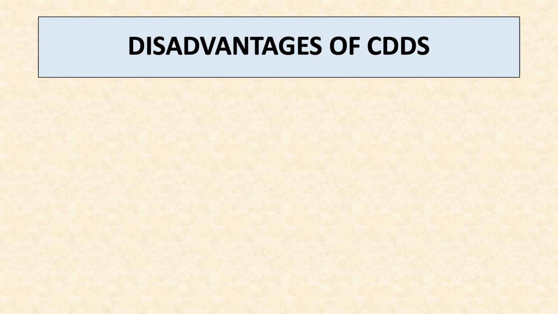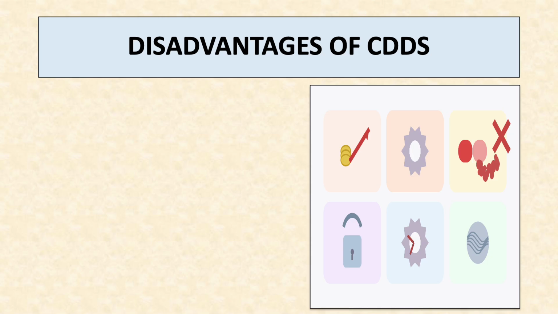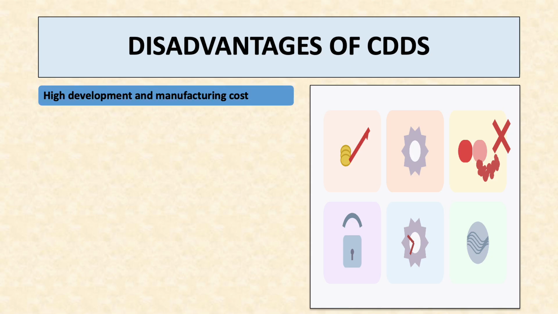While controlled drug delivery systems sound like the perfect solution, no technology is without limitations. Let's take an honest look at the challenges and drawbacks of controlled drug delivery systems. First, high development and manufacturing cost.